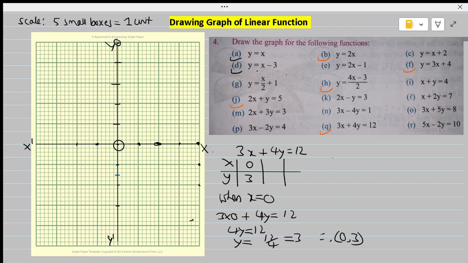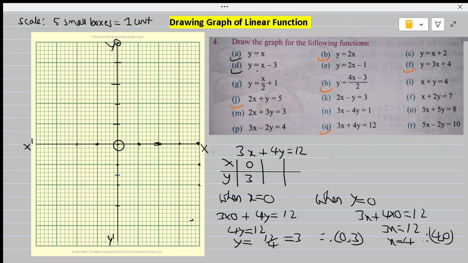And do the same thing one more time by keeping 0 for the value of y. So when y equal to 0, 3 into x plus 4 into 0 equal to 12. 4 into 0 is 0, so we get 3x equal to 12. So x equal to 12 by 3, that is 4. So another point is x is 4, y is 0, so (4, 0).